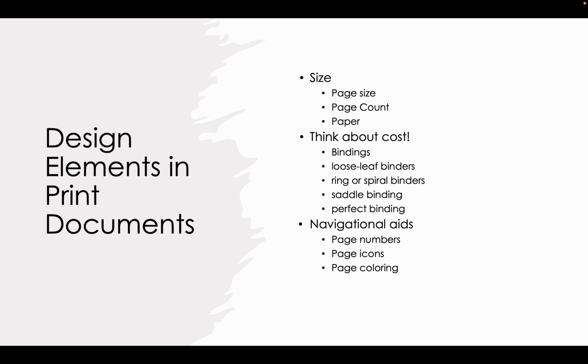There are some design elements in print documents that you want to consider. The size of the document, and this includes everything from how big, physically, your document is, how many pages it has, what kind of paper you're using. You're going to think about bindings. Is this something that's going to go in a loose leaf binder, or a spiral binder? Is it going to have traditional book binding? And then what are you going to use as navigational aids? Are there going to be page numbers or icons? How are the pages going to be colored, and is that going to help your readers navigate what you have created?